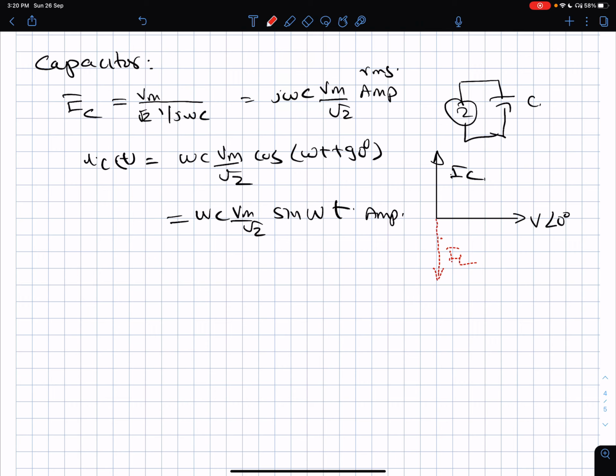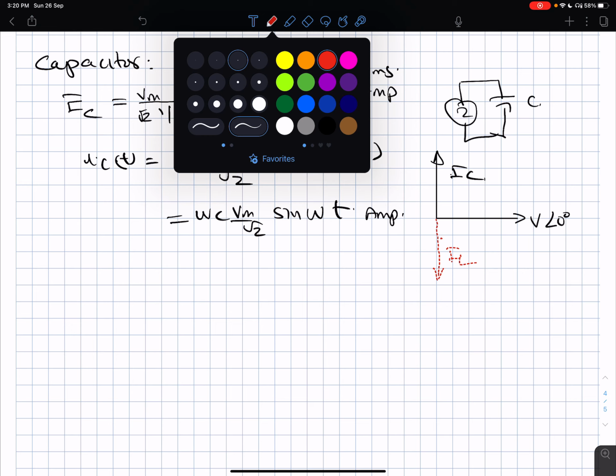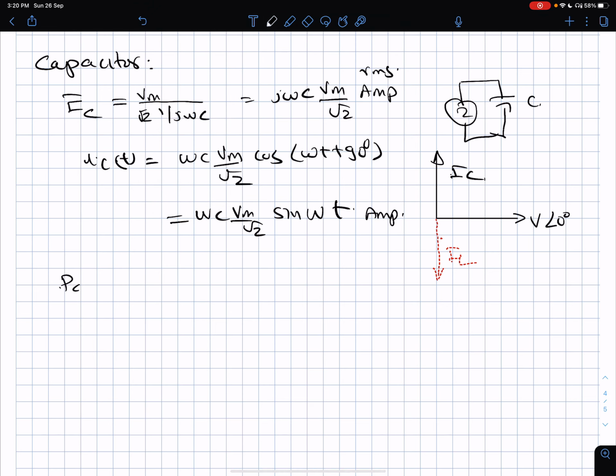Now again, if you look at the average power, because the power factor angle, if previously it was described as plus 90 degrees, will be described as minus 90 degrees here, cos of minus 90 degrees, and cos of 90 being 0, it will again turn out to be 0 watts. So P average will always be 0, whether it is a capacitor or inductor.